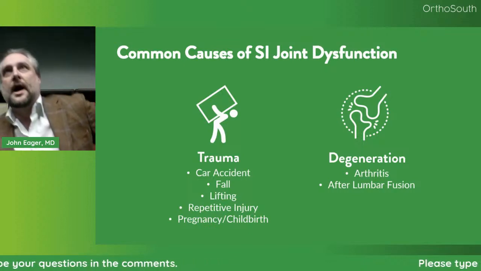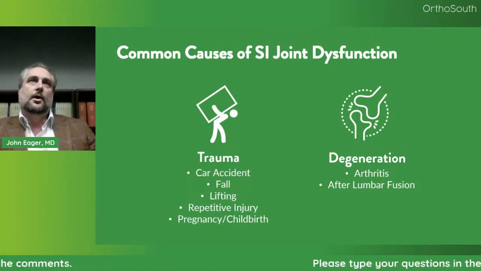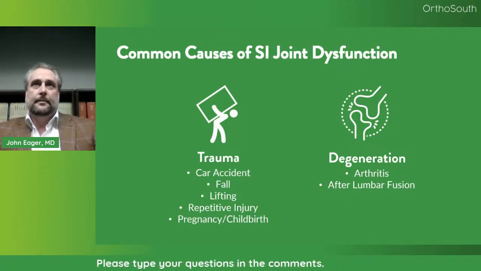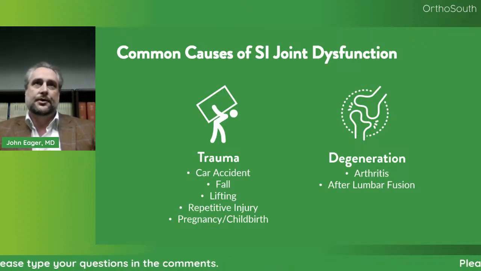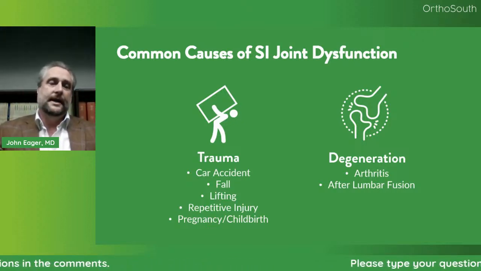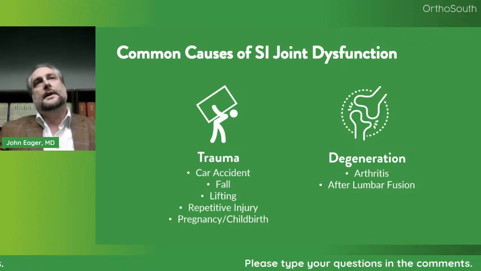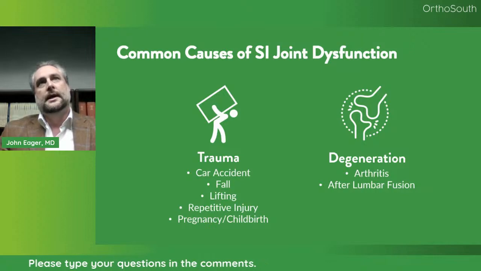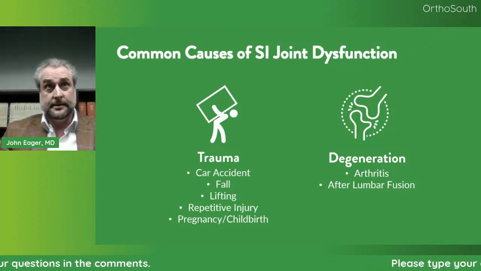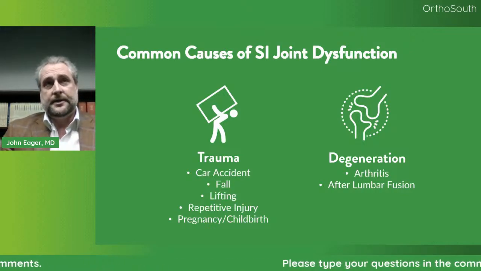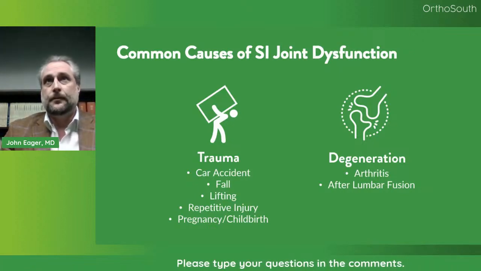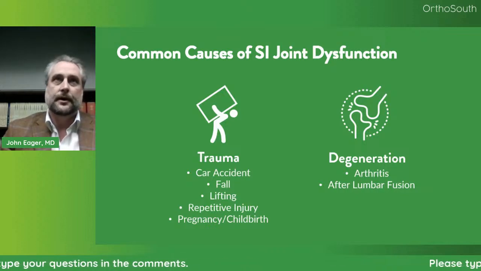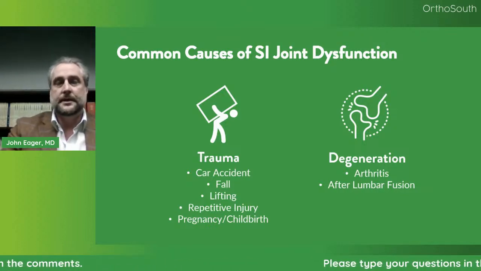So here are some common causes of SI joint dysfunction that we see. Not all causes, but certainly trauma, such as a car injury, a fall. I've heard patients stepping off the curb, so it doesn't have to be a high energy impact. Heavy lifting, repetitive micro trauma. The last one's interesting, pregnancy or childbirth. There's quite a predilection of female patients that present with SI pain as a potential primary pain generator, thought to be due to the hormonal changes. And then certainly degenerative conditions such as arthritis, or as we previously mentioned, after a lumbar fusion with adjacent segment deterioration.